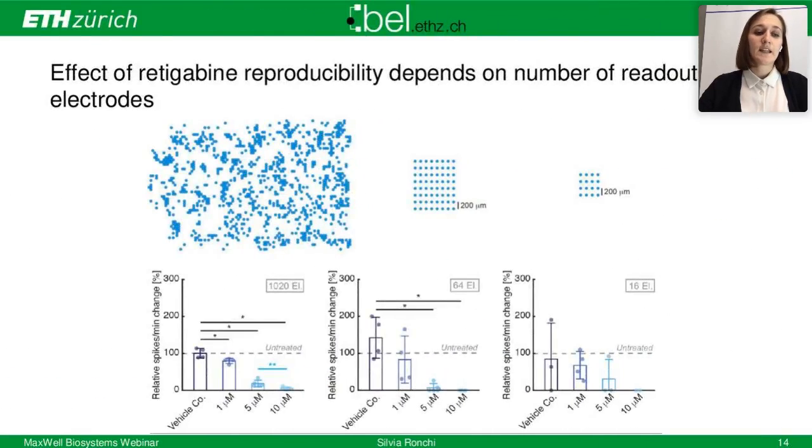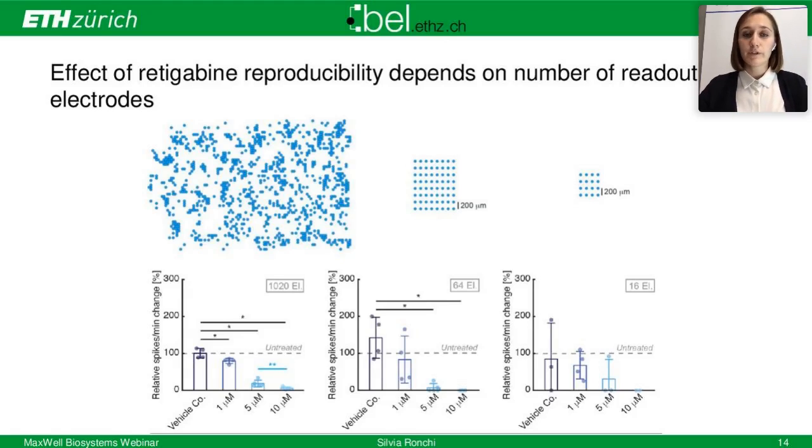Last, we wanted to analyze the number of spikes per minute, and we used 3 different configurations. The first one comprises 1,020 electrodes placed in the active regions. The active regions are the ones characterized by the highest firing rate. With this configuration, it was possible to find differences in the number of spikes per minute between the vehicle control and 1, 5, and 10 micromolar concentration, so all of them. And moreover, the data dispersion was very little.